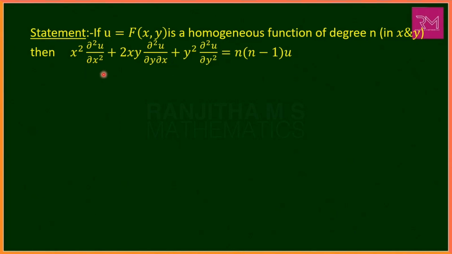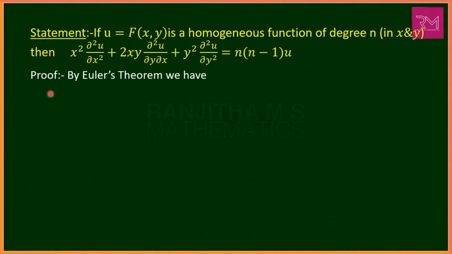This is the statement. We have to show that for the homogeneous function u is equal to f of x comma y, x square into del square u by del x square plus 2xy into del square u by del y into del x plus y square into del square u by del y square is equal to n into n minus 1 into u, where n is the degree of the homogeneous function u. We have to show this equation with the help of Euler's theorem.